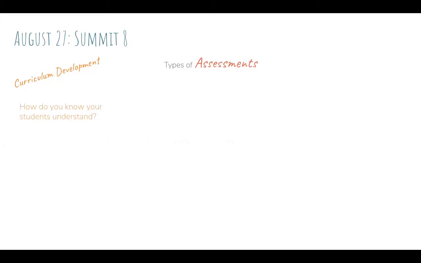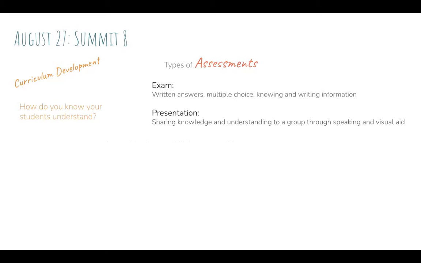And so there are different types of ways to know that your students understand. One is an exam, and it's quite a traditional method. So there are written answers or multiple choice. Basically, you're showing that you know the information by writing it down, answering questions in a particular time and in a particular format. And the other way you can assess is presentations. So students share what they've learned in class with a group, usually the class, by speaking and using some sort of visual aid to help with their sharing in their presentation.